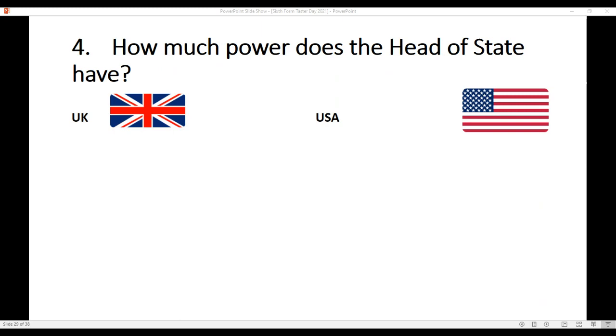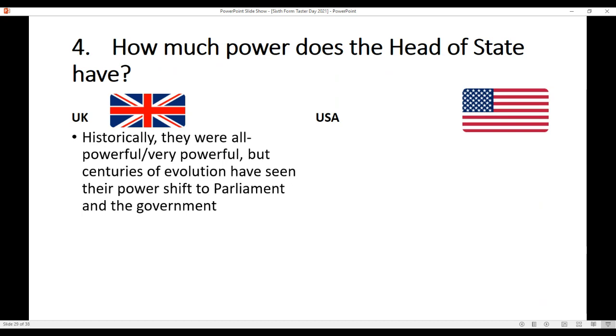Well, the answer, I suppose, is a little bit debatable. But in the United Kingdom, the head of state, the monarch, historically was, depending on who you believe, either all powerful or very powerful. But over the centuries, if you know anything about British history, centuries of evolution have seen the power of the monarchy shift to two other institutions in Britain: the Parliament, on the one hand, and the government.